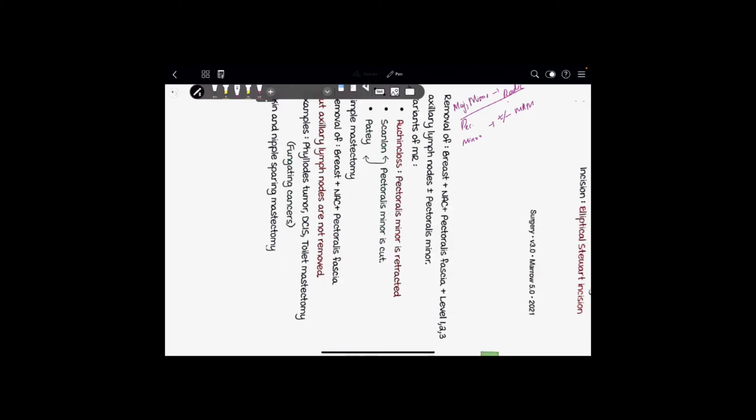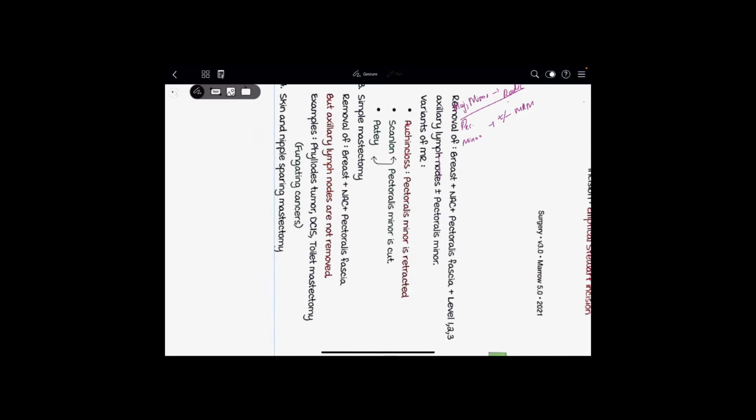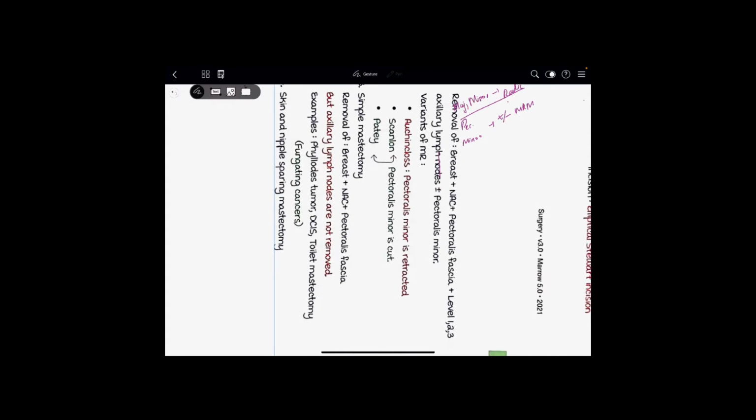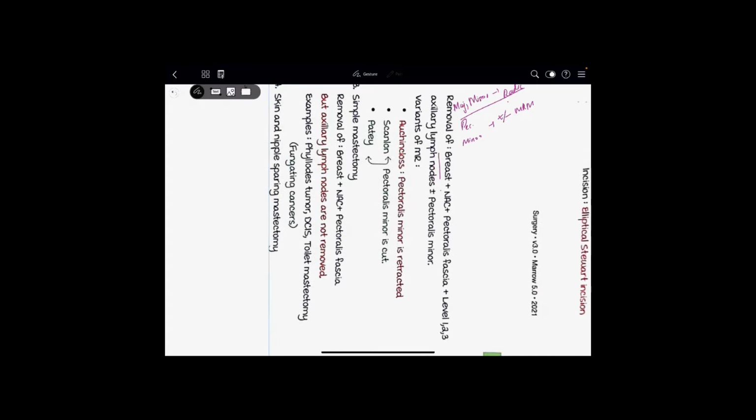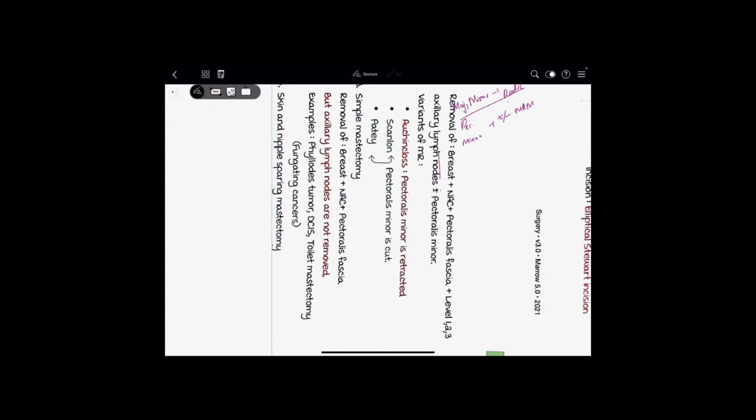So yeah, just write everything you know, like breast, nipple areola complex, and then pectoralis fascia is also removed, but don't write the muscles. And then level 1, 2, 3 axillary lymph nodes. I just showed you the picture, right? Level 1, 2, 3 of the axillary lymph nodes, and plus or minus pectoralis minor.